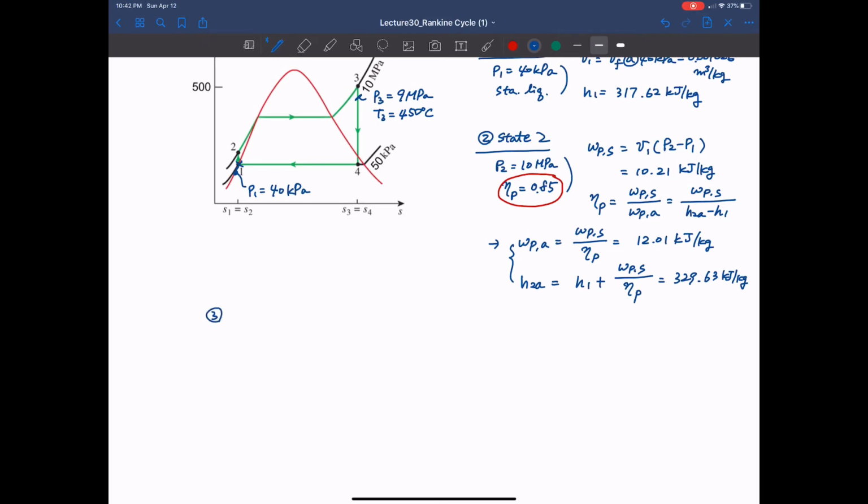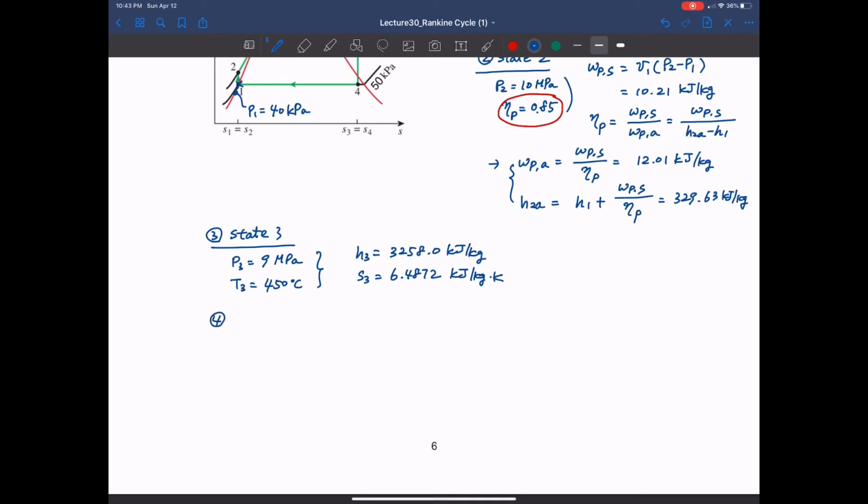And now at state 3, we know the pressure and temperature. So that is 9 megapascal and T3 is 450 degrees Celsius, and from the table we know the H3 value is 3258.0 kilojoule per kilogram and S3 is 6.4872 kilojoule per kilogram Kelvin. Then state 4. Okay, at state 4 we know P4, which is 50 kilopascal, and we know the turbine efficiency is 90%.